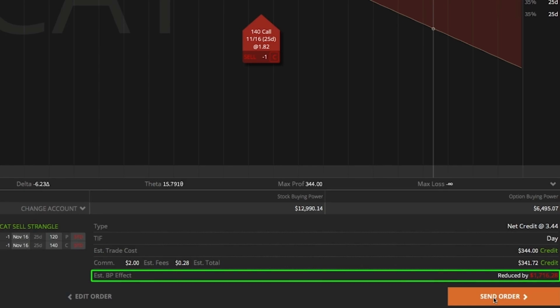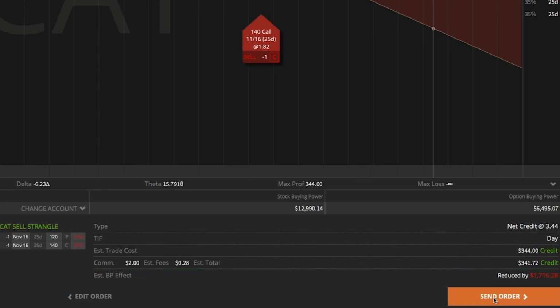If I'm filled at $3.44, that would result in a 20% potential return on capital if the trade expires worthless and fully profitable. I'm just dividing my max profit by the capital I have to put up to place the trade, which gives me about a 20% potential return on capital. Pretty good for a 25-day trade.